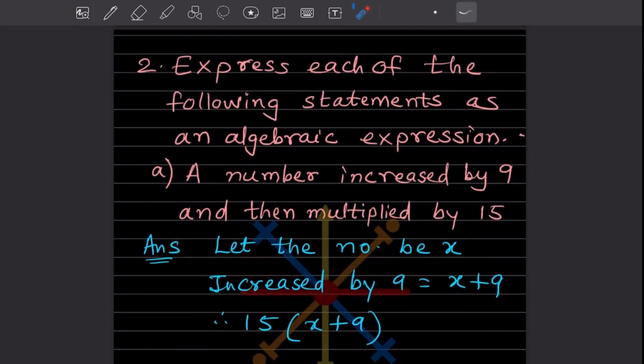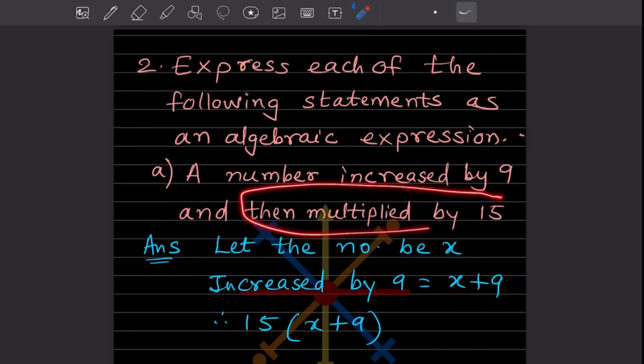Express each of the following statements as an algebraic expression. A number increase by 9 and then multiply by 15. So we don't know what is the number. So let us write here that let the number be x. Okay. We'll go step by step. Increase by 9 means this number is increased by 9. So what will be that? Increase means addition. So this was considered the x. So increase by 9 will be x plus 9.